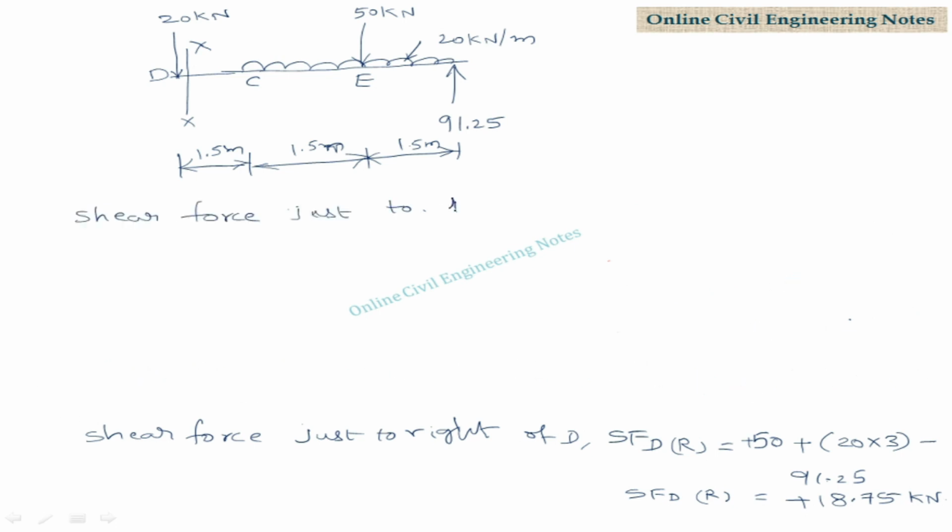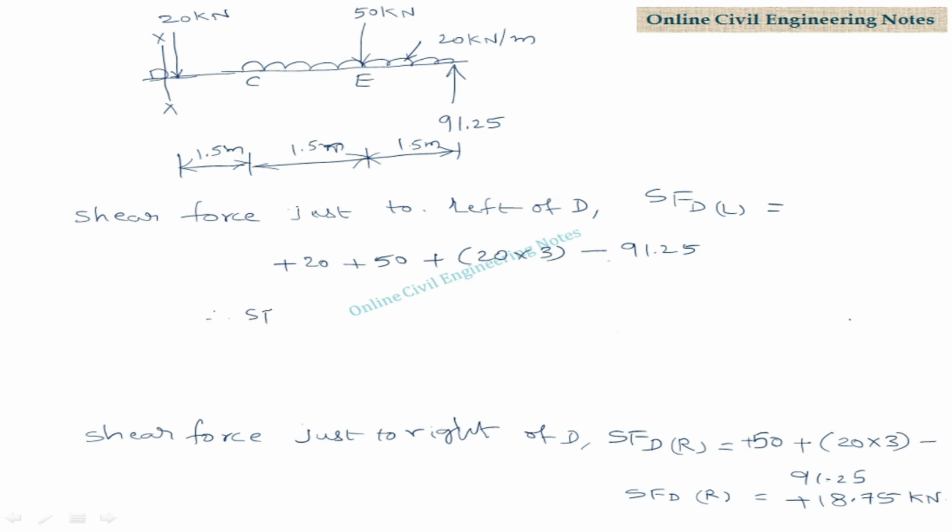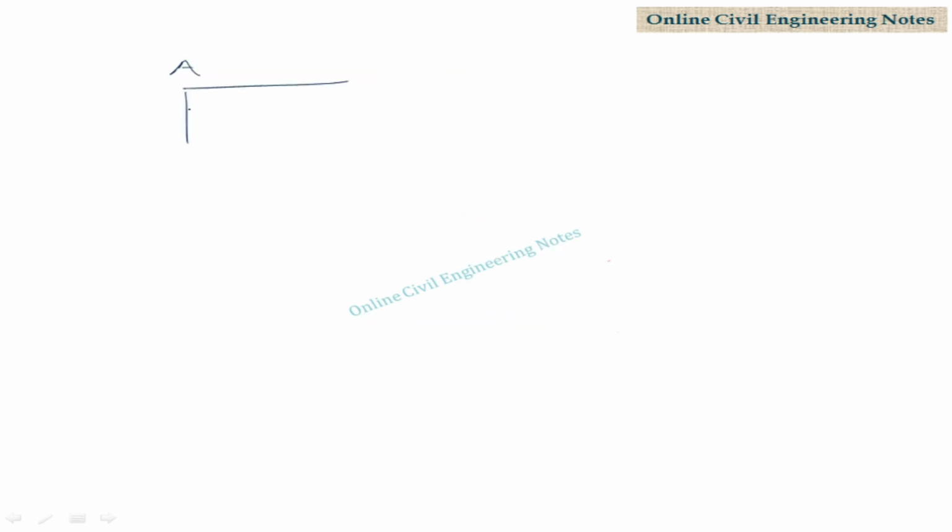Now calculate shear force just to left of D, that is SFD left side. Draw the section just to left of D. So 20 kilonewton force is also available now. Plus 20 plus 50 plus 20 into 3, upward is minus 91.25. Therefore SFD left side is equal to 38.75 kilonewton.